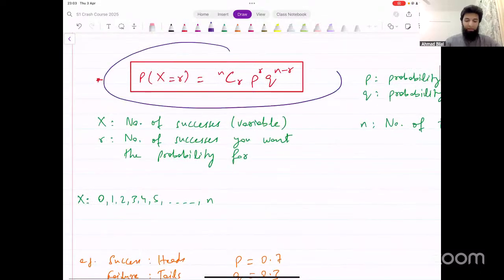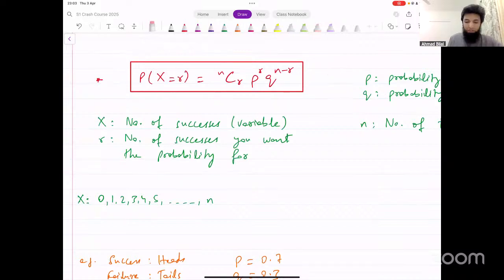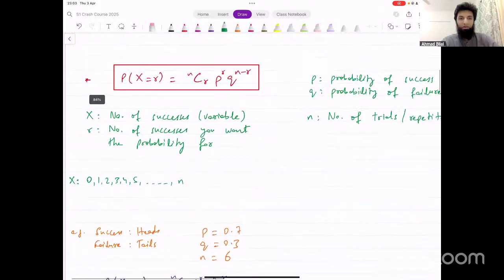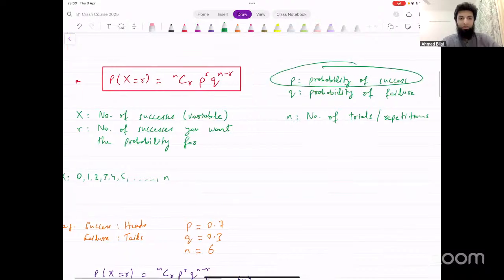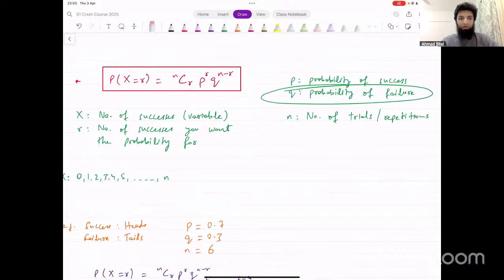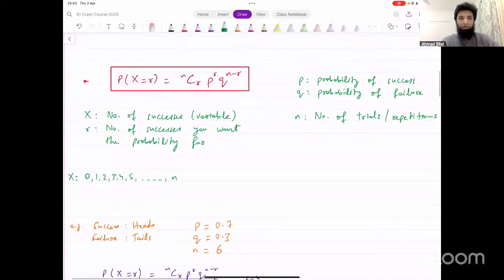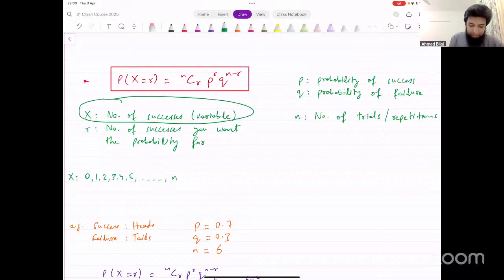Okay. Now that we know that these conditions are met, we can use this formula to find the probability of getting a certain number of successes in a particular case. The formula is nCr into p raised to power r into q raised to power n minus r. p represents probability of success. q represents probability of failure. n is the number of times you're repeating something. x is the number of successes.